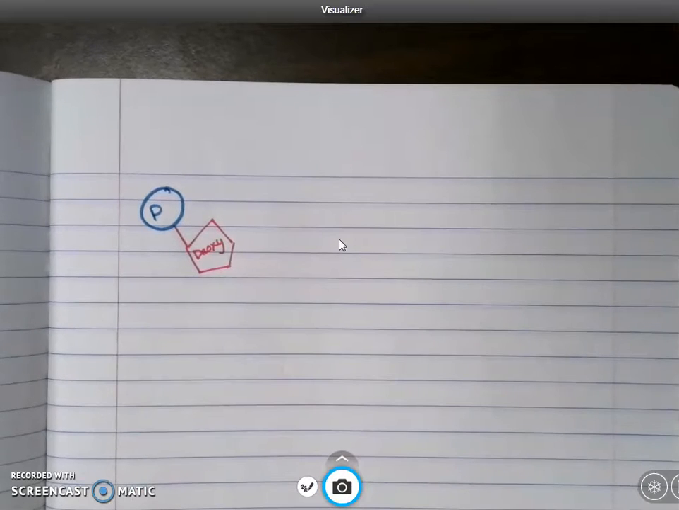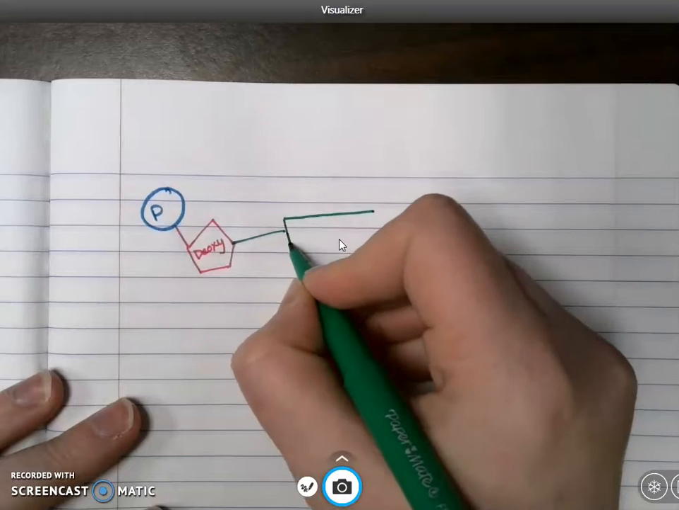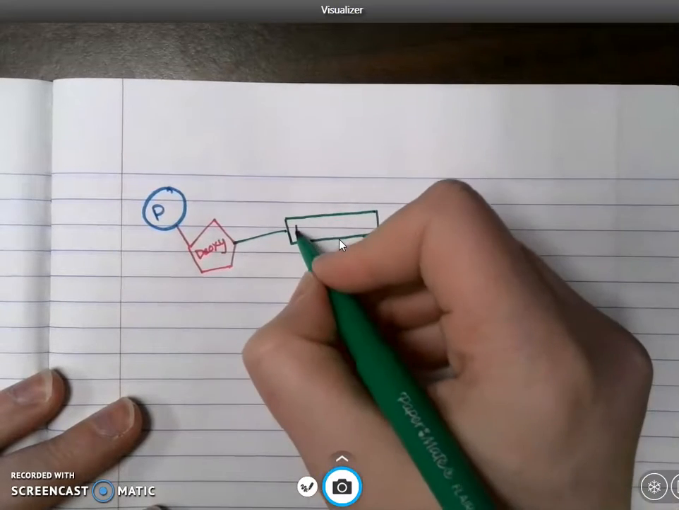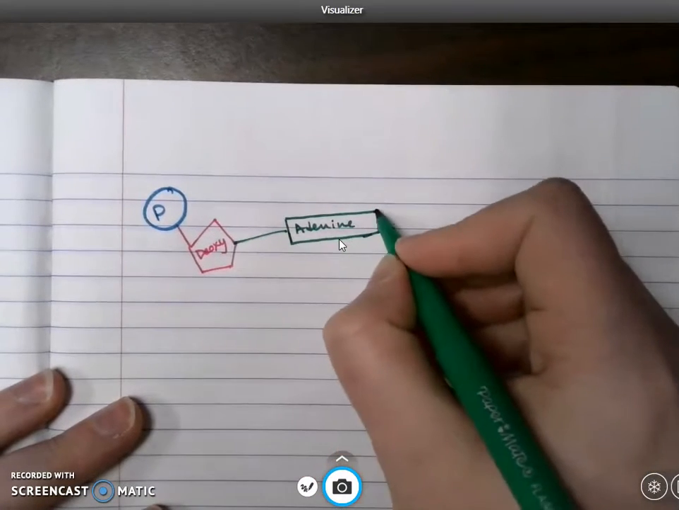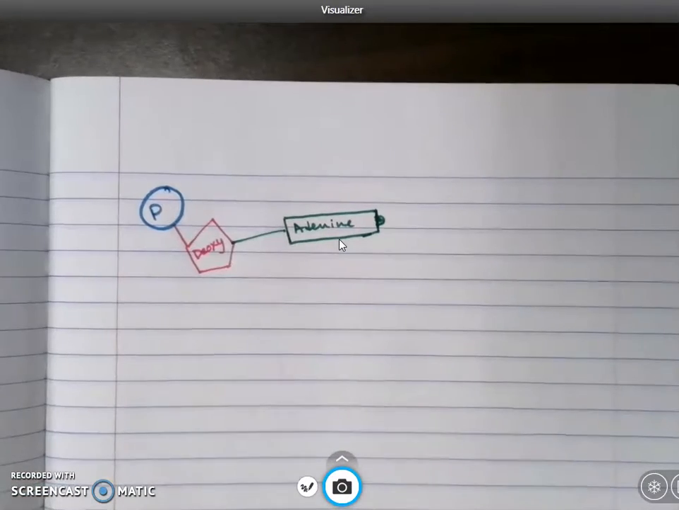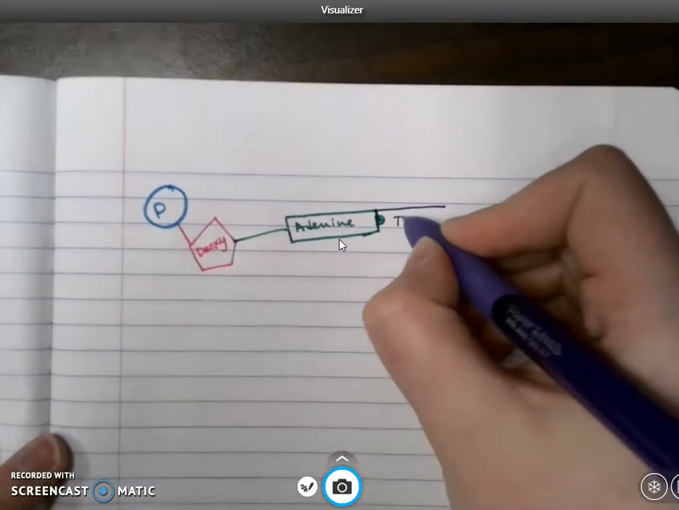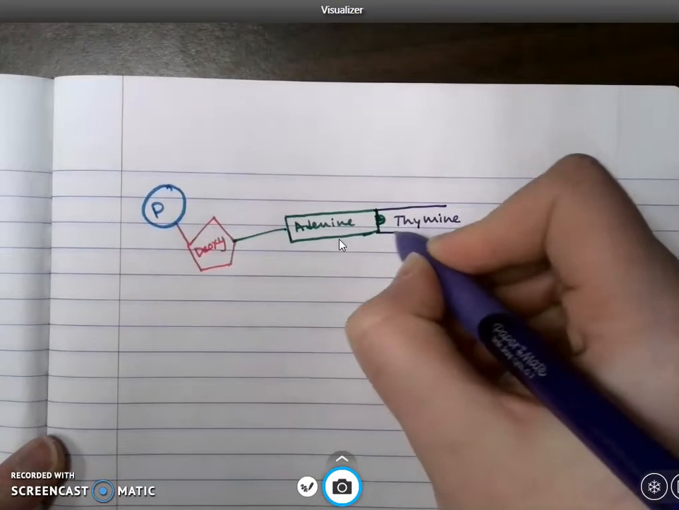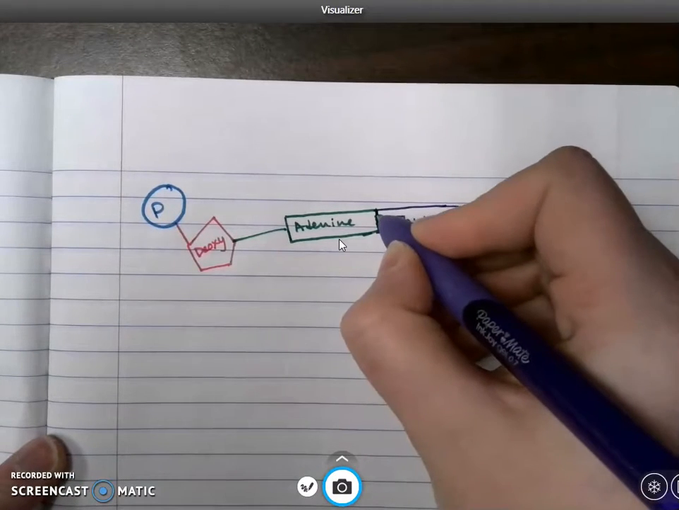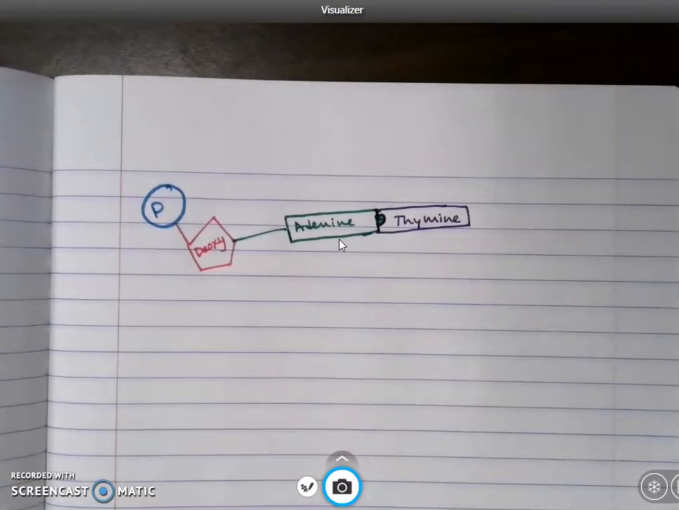The deoxyribose is then bonded to a nitrogen base. I'm going to start with adenine, and it kind of comes out like this. It has a little bond area so that it will only bond with thymine. I'm going to use purple to represent my thymine, and it fits together in such a way that it can only bond with adenine.